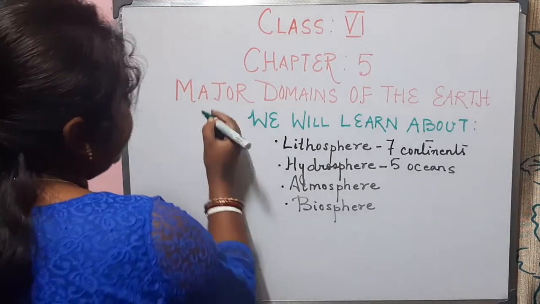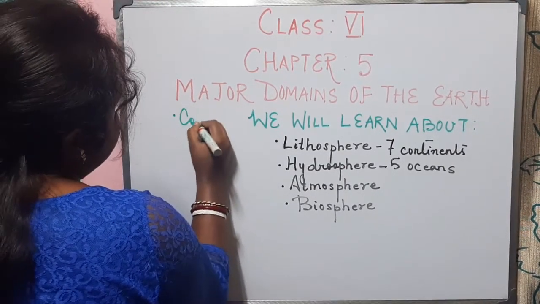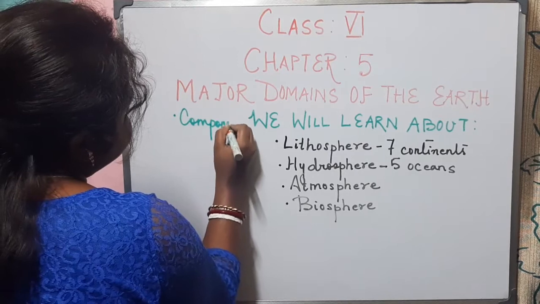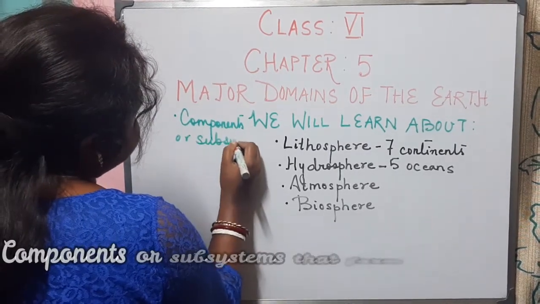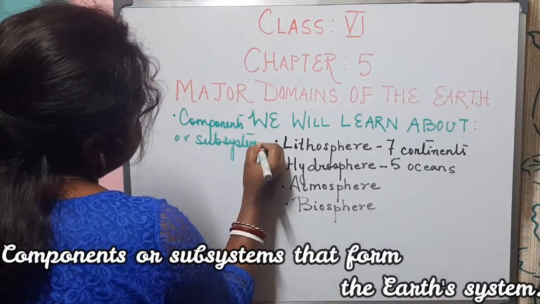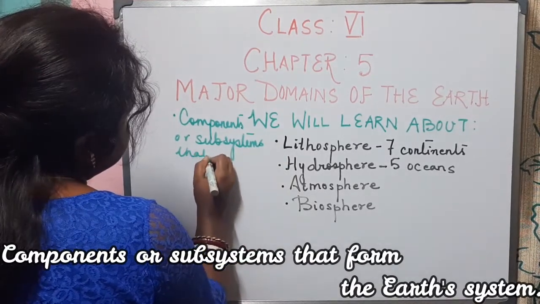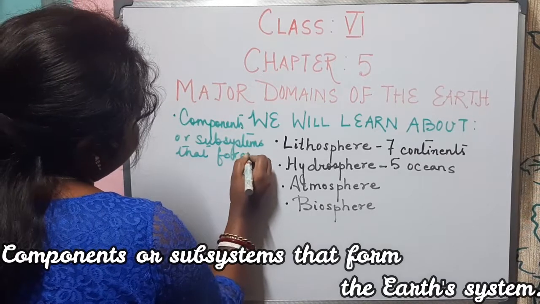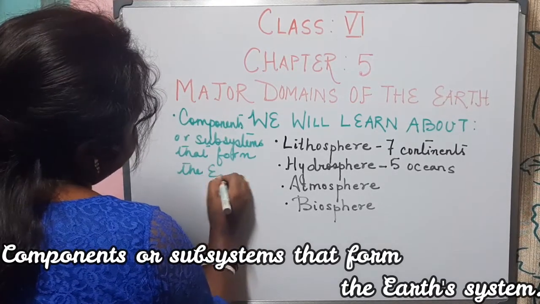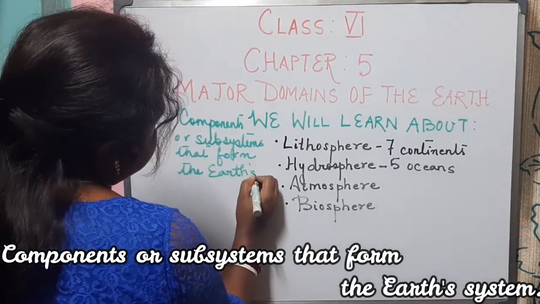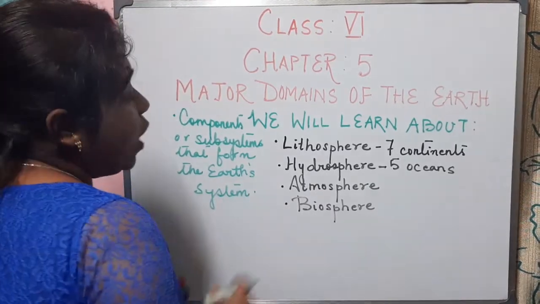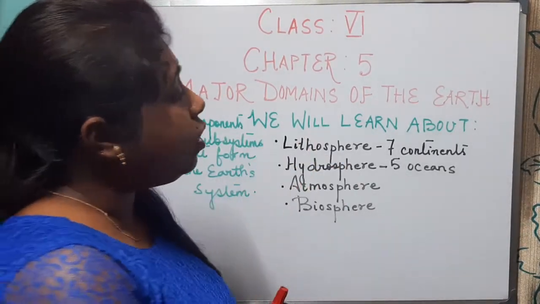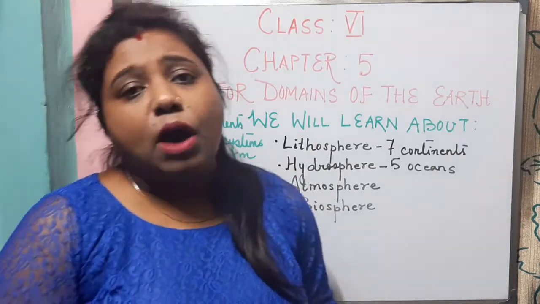So what do you mean by domain of the earth? It refers to the components or subsystems that form the earth's system. Now in this chapter, what are we going to learn about? We are going to learn about our earth.